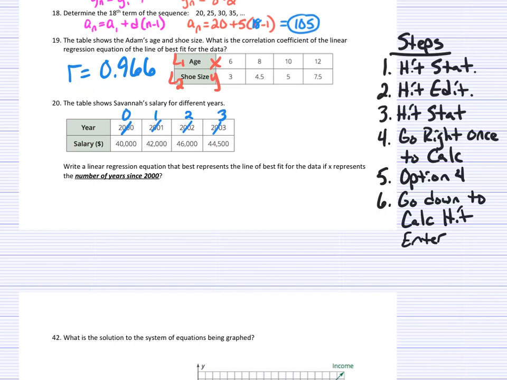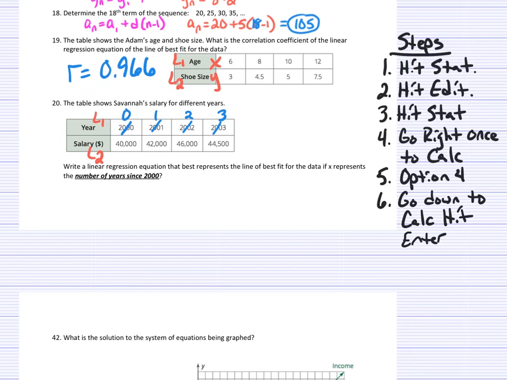So I'm going to go over to my calculator. I'm going to hit Stat, hit Edit, and then I'm going to clear out the numbers beforehand. So I put my cursor up on L1 and L2, and I hit Clear and Enter, and then I type in these new numbers. So for list 1 or my X's, I'm going to put 0, 1, 2, and 3. For list 2 or my Y's, I'm going to put 40,000, 42, 46, and 44, 5.